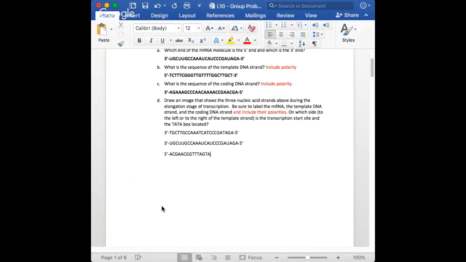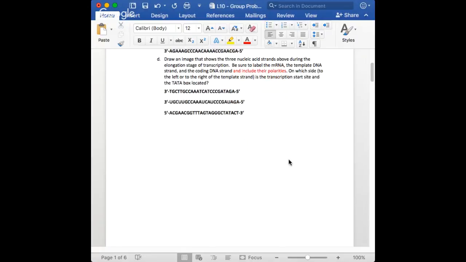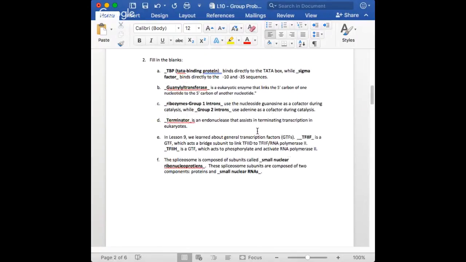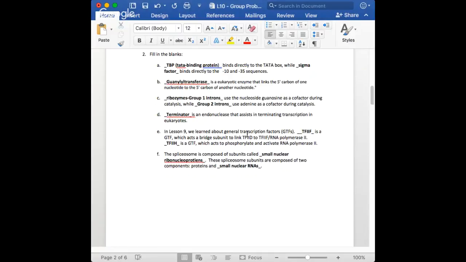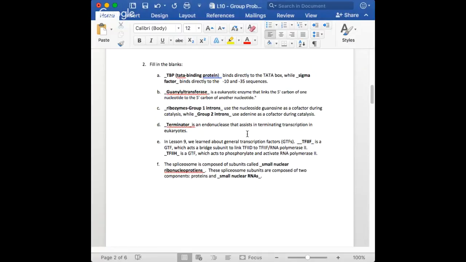Question 2 was definitions. So TBP binds directly to the TATA box, while sigma factor binds directly to the -10 and -35 sequences. Guanylyl transferase is a eukaryotic enzyme that links the 5' carbon of one nucleotide to the 5' carbon of another nucleotide. Group 1 introns use the nucleoside guanosine as a cofactor during catalysis, while group 2 introns use adenine as a cofactor. The terminator is the endonuclease that assists in terminating transcription in eukaryotes.